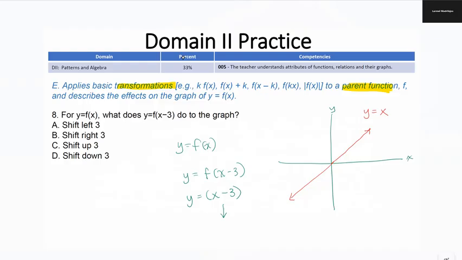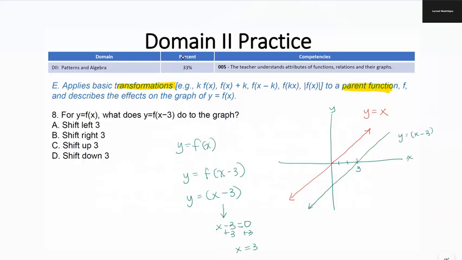Now they said x minus 3. So what does this mean? I'm going to solve this algebraically. x minus 3 equals 0. I'm going to add 3. So x equals 3. So this means that I'm going to move 3 times to the right. It's positive 3. 1, 2, and 3. So now my new graph is a linear, which is y equals x minus 3, and it looks like this.